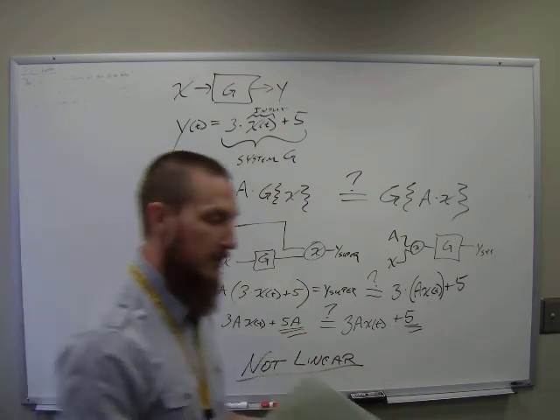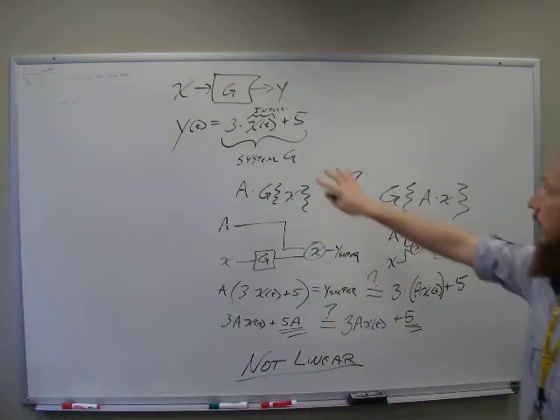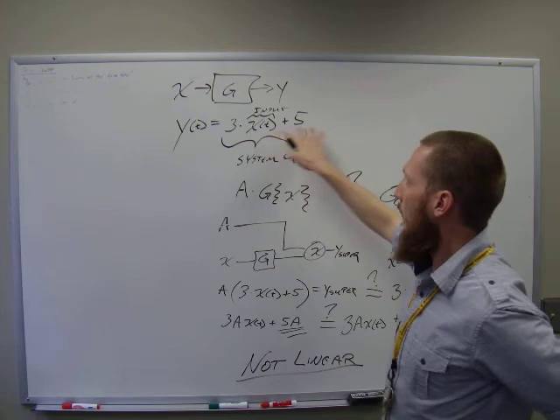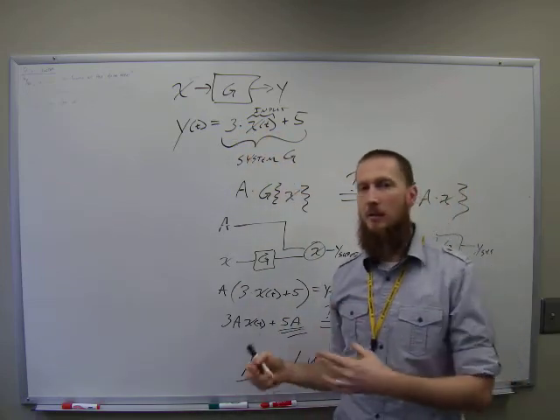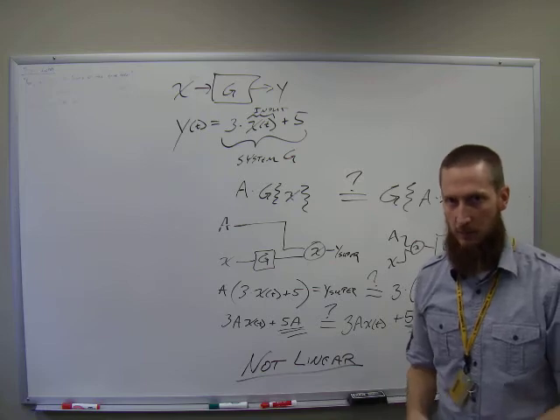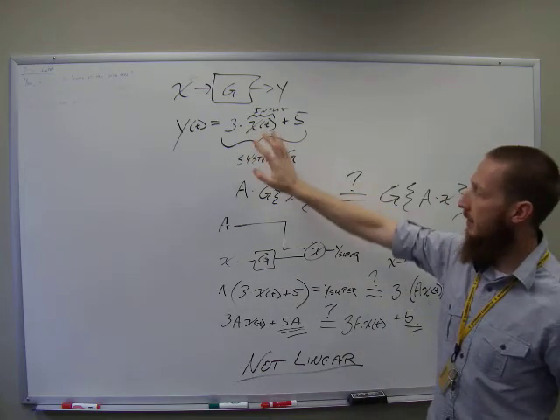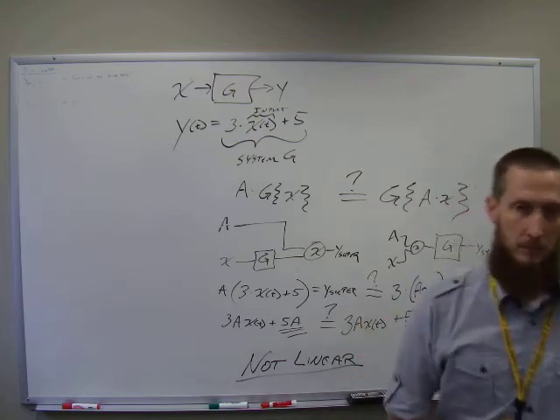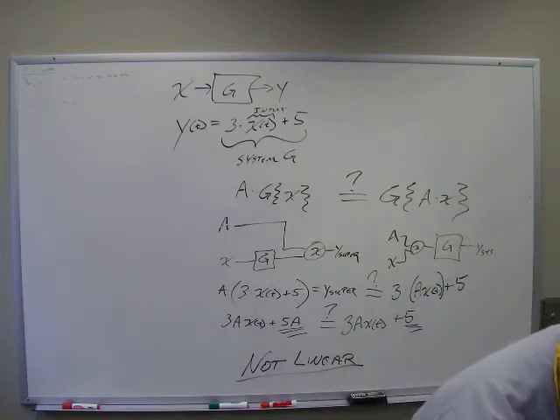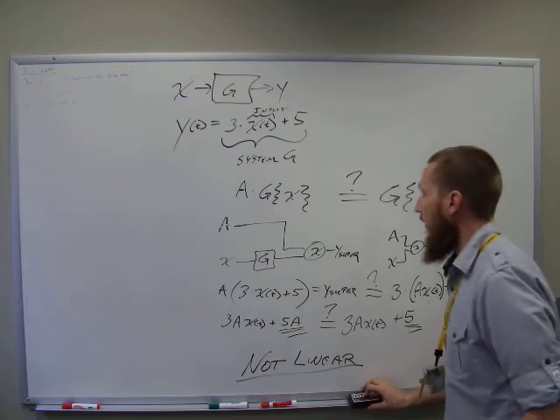Now this is a little bit misleading because this would be a linear equation, but it is not a linear system because it fails this property. Alright. Got one more example that we're going to go through.